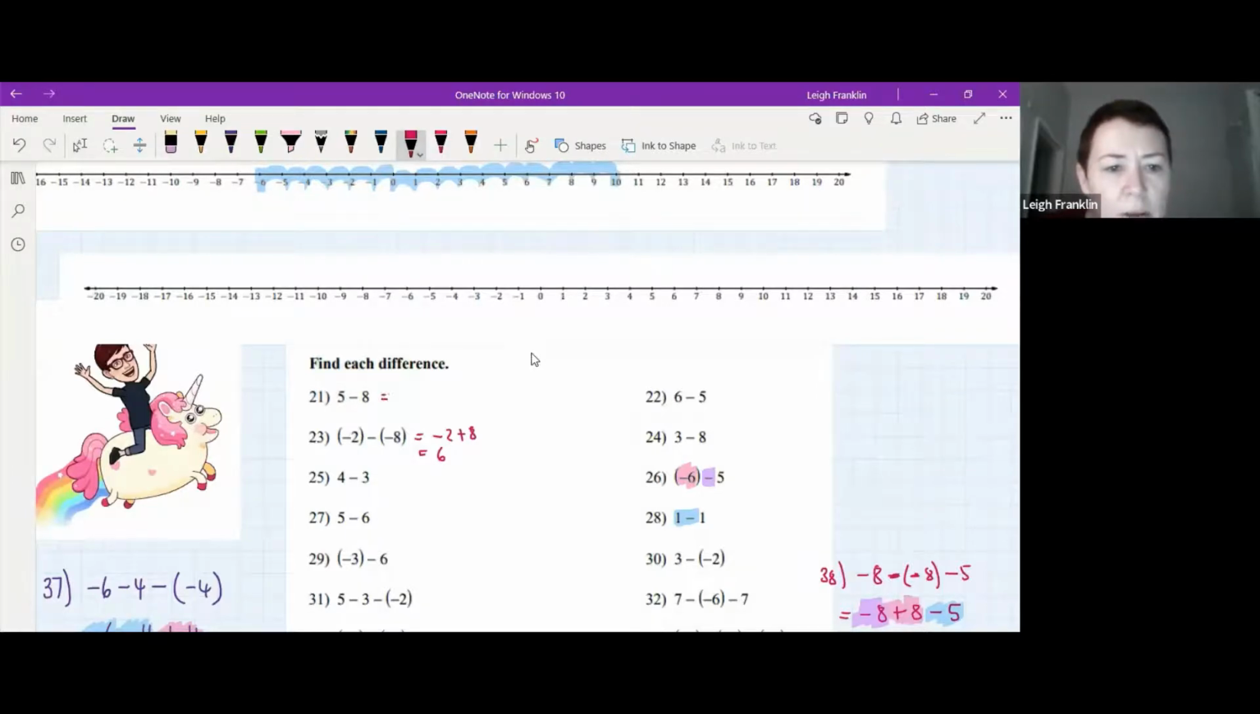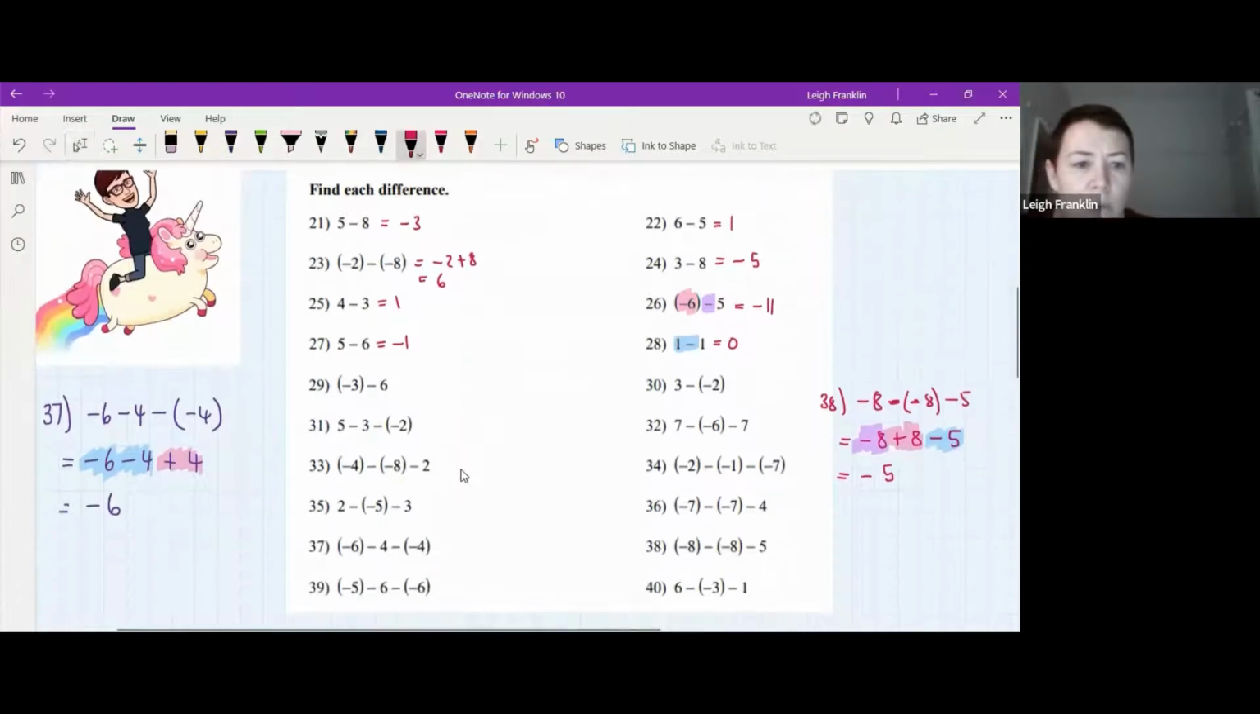Question 21, you should have had -3 as your answer. Question 22, you should have had 1. Question 23, you should have had 6. Question 24, you should have had -5. Question 25 was 1. 26 was -11. We've discussed that one already. Question 27, you should have had -1. Question 28 was 0. Question 29, you should have had -9. And question 30, you should have said 3 + 2, which means you should have got 5 as your final answer.